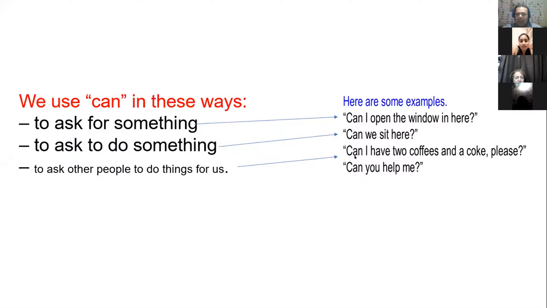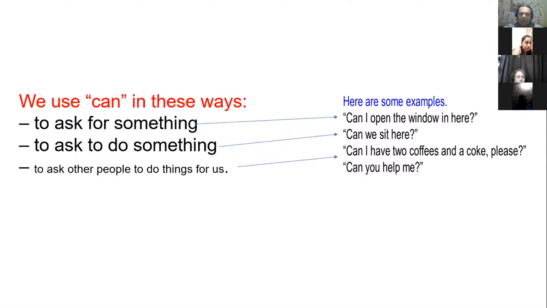¿Cuáles serían estos dos ejemplos de aquí? Can I have two coffees and a Coke, please? Puedo pedirle que nos dé dos cafés y una Coca-Cola, por favor. Preguntarle a alguien que nos dé algo, que haga algo por nosotros. Can you help me? ¿Me puedes ayudar? Estos serían algunos ejemplos. So, this is basically the way that we use it. To ask for something, to ask to do something, and to ask other people to do things for us. Okay, continuemos. Preguntas. Questions?